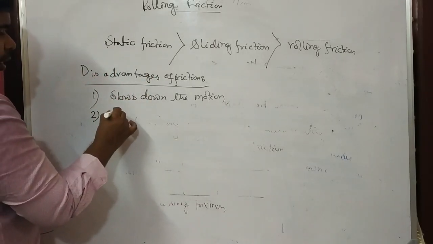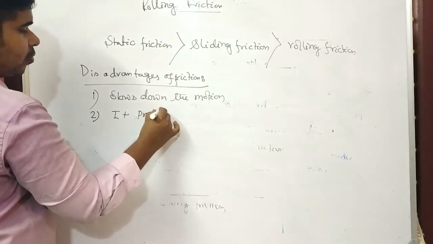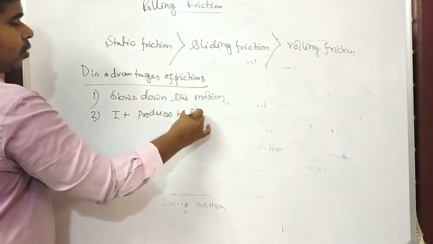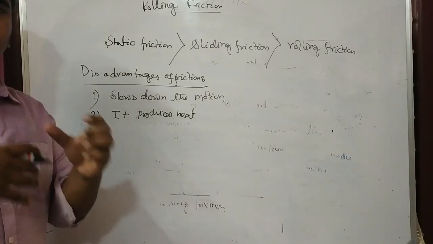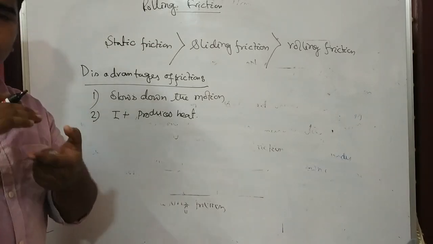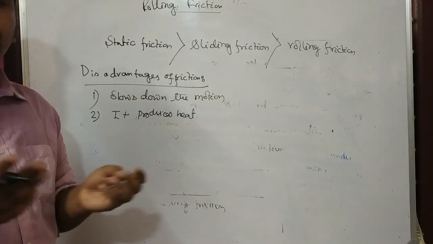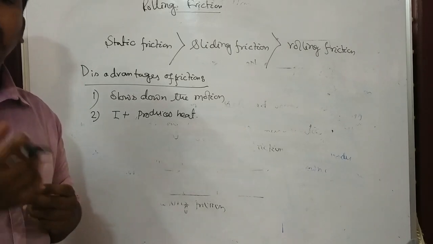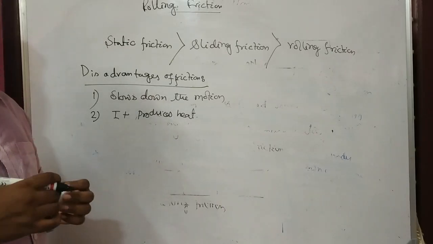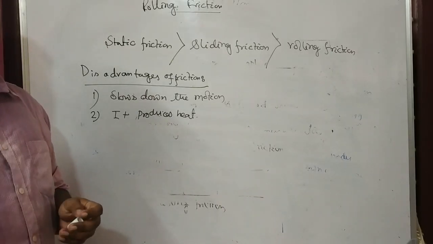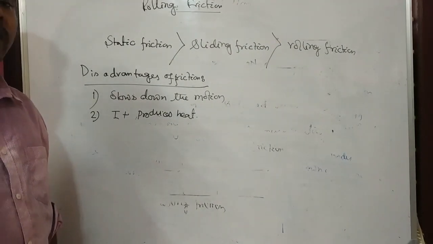Number two, it produces heat. If I am talking about a mechanical instrument which works, various instruments are there. Due to friction, if it produces heat, the longevity of the instrument will decrease. The instrument becomes very hot, so you cannot use it for a long time. So many more problems will come if an instrument becomes very hot.